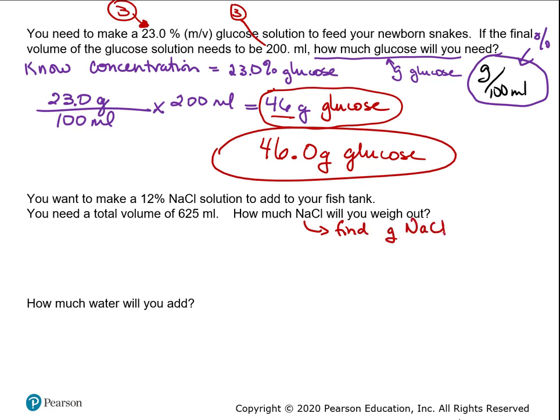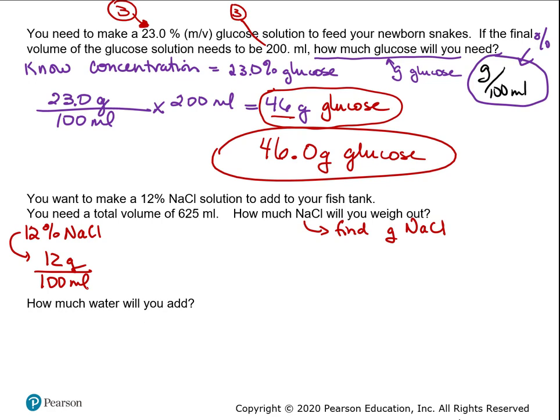And what do I know? It's 12%. What is 12% NaCl? What does that mean? 12 grams over 100 milliliters. So do you see that? The g divided by 100 mL, that's the percent sign. Just like capital M becomes moles per liter, percent becomes grams per 100 mL.